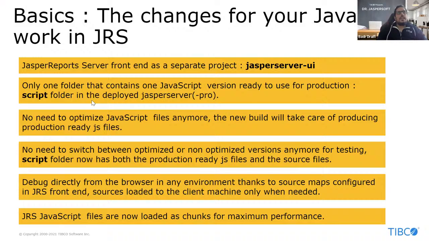So I'm going to go back here. There is only one folder that contains one JavaScript version ready to use for production, which is the scripts folder in the deployed JasperServer Pro. So these are the changes from the source side, changes from the actual WAR application. I'm going to walk you through that.